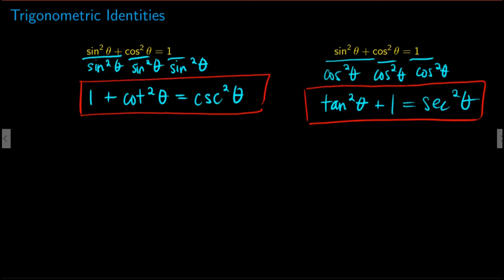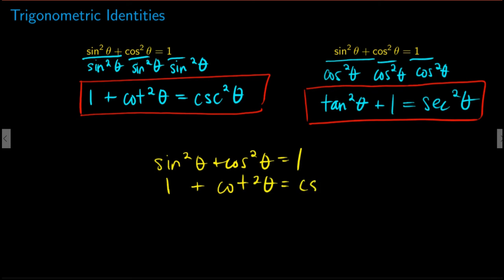So all in all, our Pythagorean identities, we have sine squared of theta plus cosine squared of theta equals 1. 1 plus cotangent squared of theta equals cosecant squared of theta. And tangent squared of theta plus 1 equals secant squared of theta.